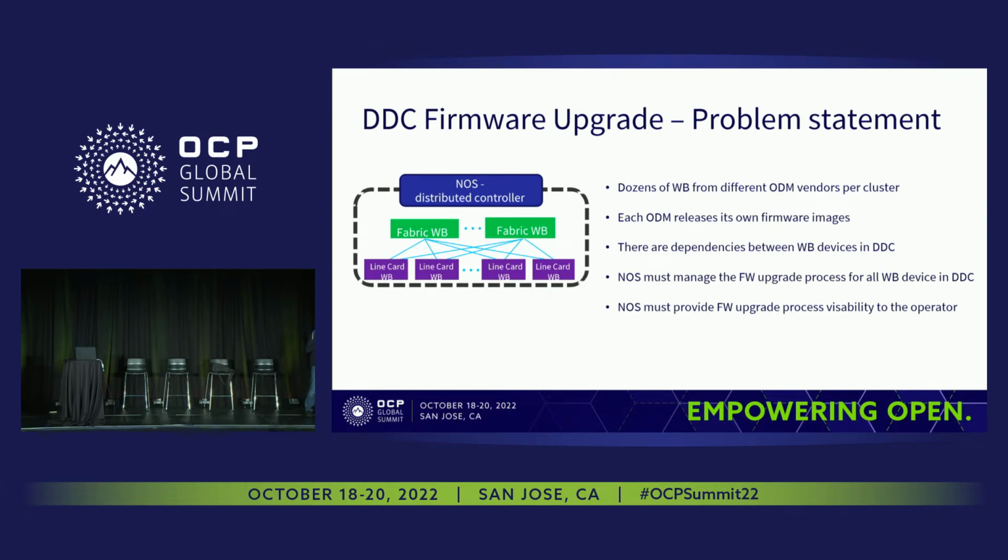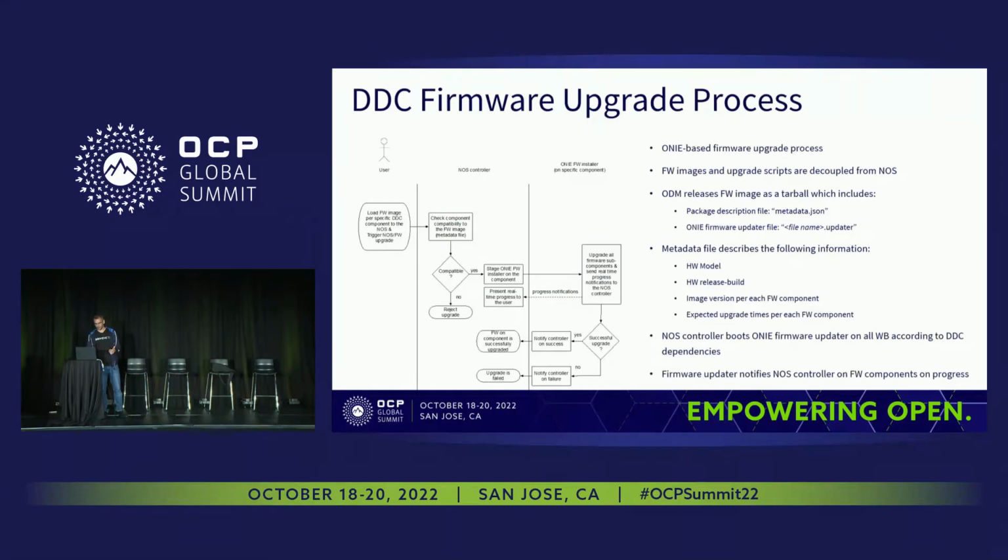Right? So this is why we needed a mechanism to kind of control all of this together and still protect the user from doing any form of mistake. In order to do that, we needed to create a standard. And that's exactly what we did. We created a standard that communicates between the boxes and the software. Right? There is a tarball file. There is a JSON format that is being produced by the ODMs and communicated to the network operating system.